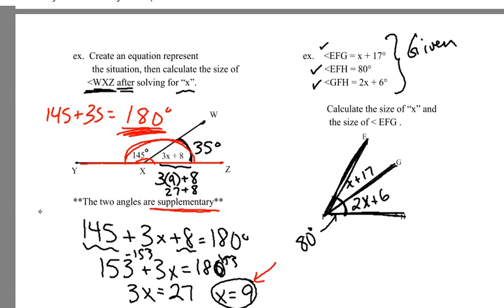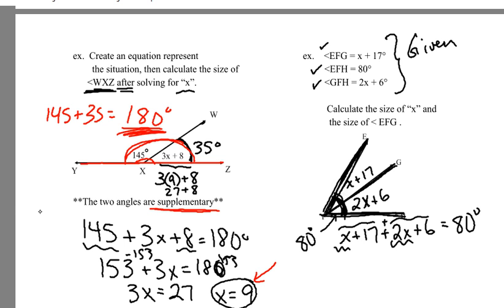Well, there's no supplementary, complementary, or anything in this case. But what do we know? Well, hopefully, because it tells us the big angle is 80, it's made up of the two smaller ones. So we can take the first angle, x plus 17, add it to the second angle, 2x plus 6, and that should total the 80 degrees. Angle 1 plus angle 2 should be 80 degrees. And now we can solve.